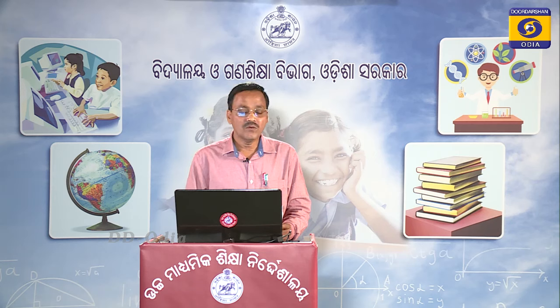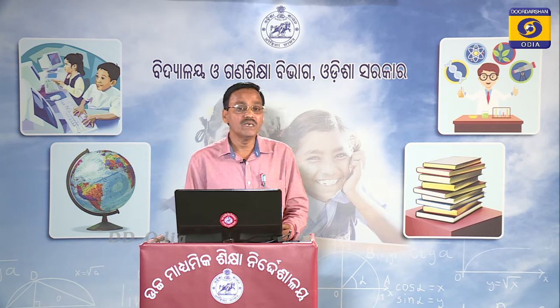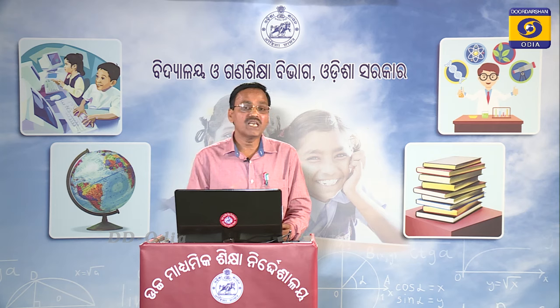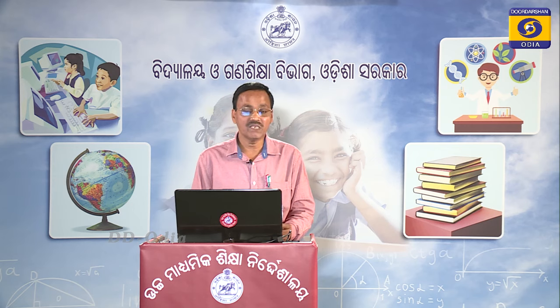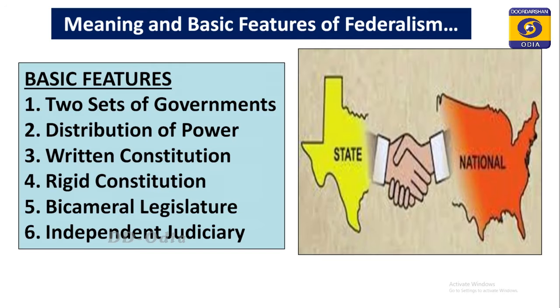But in a federal form of government, the governments are just like birds of seasons. They will come and go. They cannot whimsically change the law of the constitution because there is constitutional supremacy. Besides that, in a federal form of government you can also find a bicameral legislature.